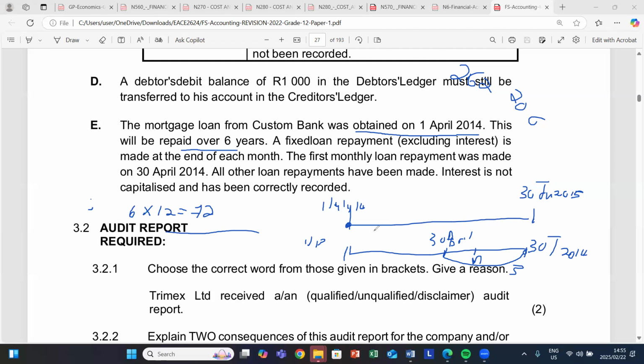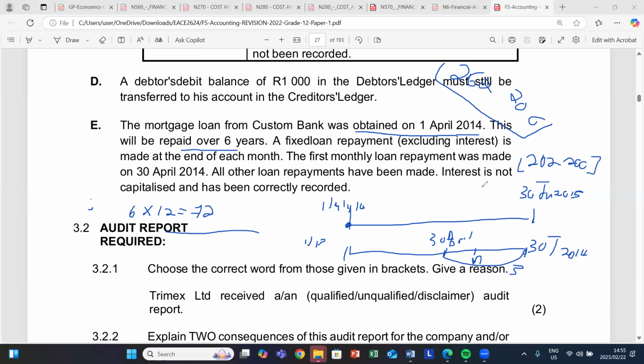And then they told you that the first repayment was made on the 30th of April, and all other repayments have been made and recorded. So they provided us with our loan balance at the end of the year. At the end of the year, which is 30 June 2015, we are owing 262,200. That's what you know.